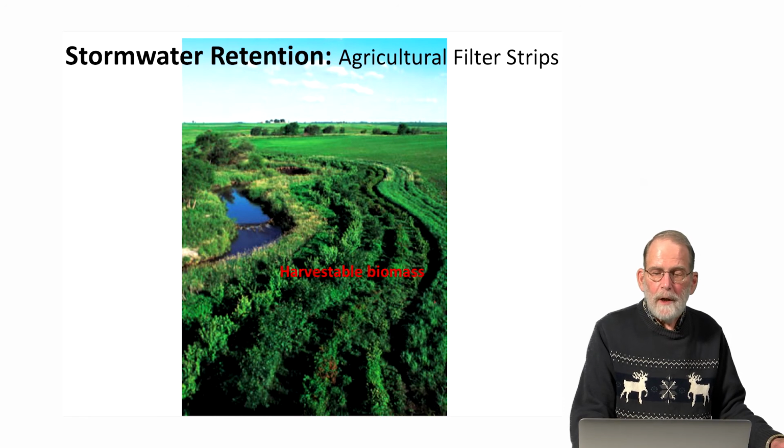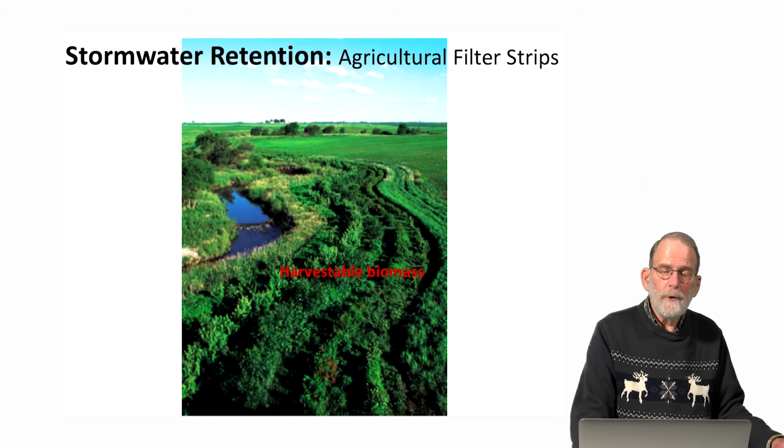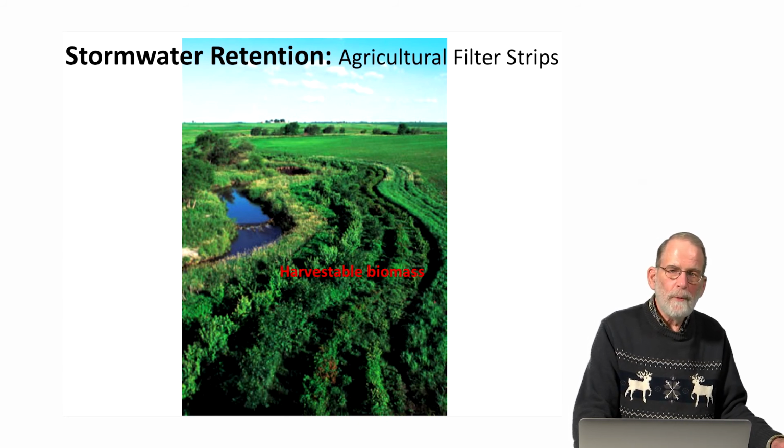In this case, a more popular concept that's being promoted now is to use these filter strips as an area to create harvestable biomass. We can talk about creating biomass energy from different kinds of plant material, and using these buffer strips along bottomland areas, along contaminant sinks, as an area to create harvestable biomass that can be transported to a biomass production plant and converted to bioenergy.